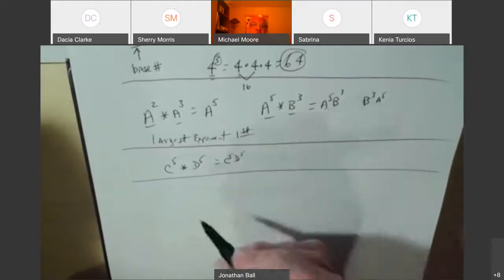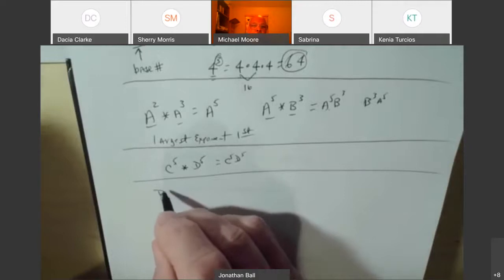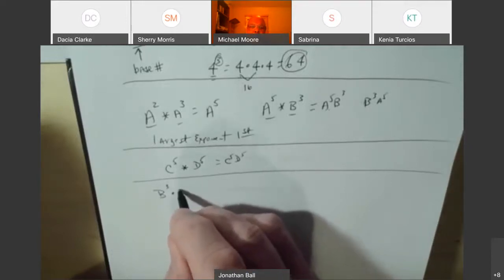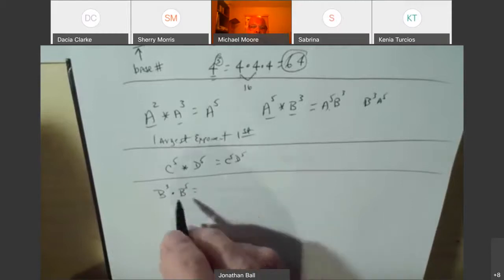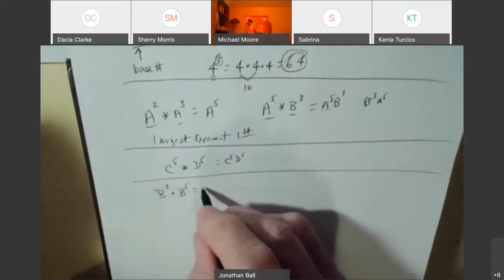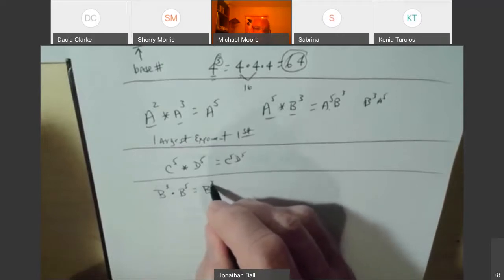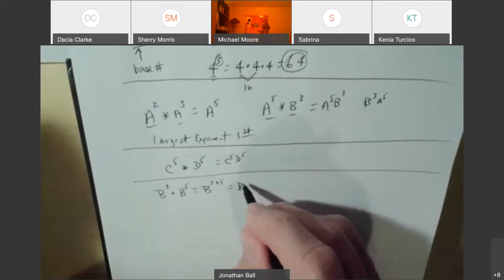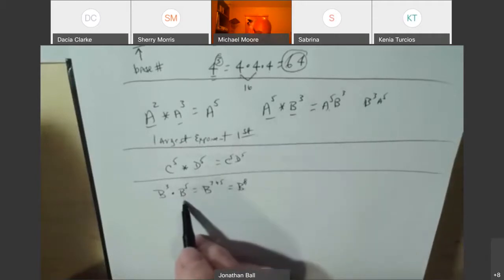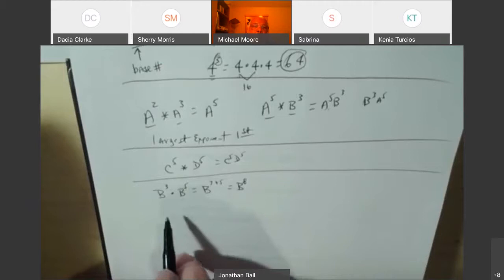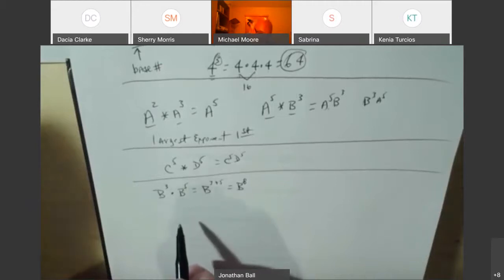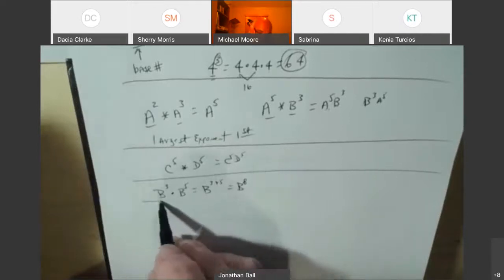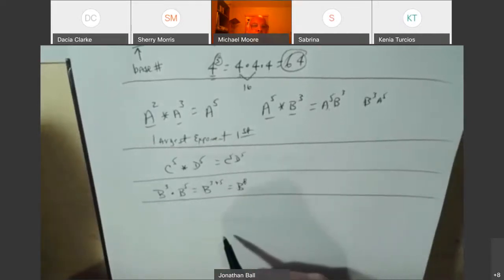Okay, so if we have b cubed times b to the fifth, common base number, so this is going to be equal to b to the 3 plus 5, which is b to the 8th. When you have a common base number and you're multiplying, it has to be multiplication, then you add the exponents. All right? Okay.